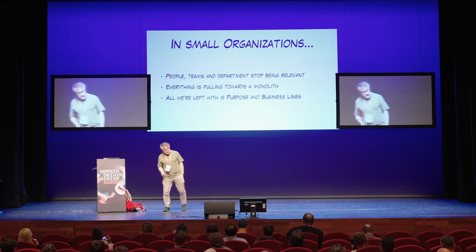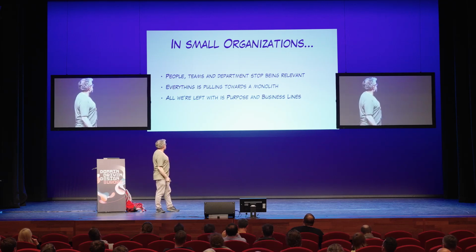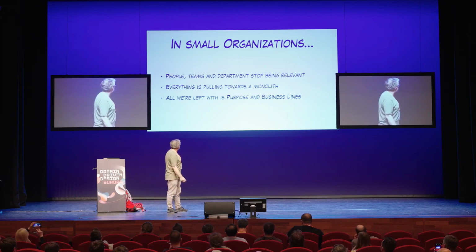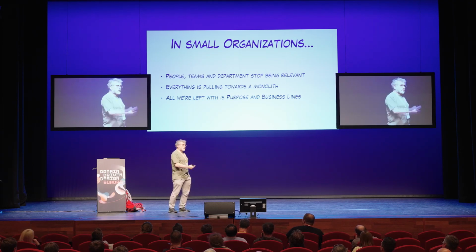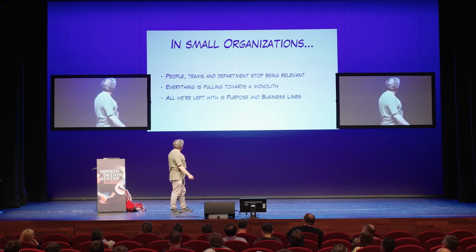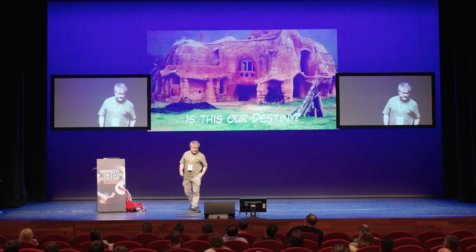In a small organization, you don't have it. You have a small team, you have no existing organizational boundaries. If the organization is really small, and ours is small, everything else is pulling you towards the monolith. You have nowhere else to look, and the natural force of modeling is that you're going to make a monolith. And the only thing we can look at is purpose, and in our case, different business lines.